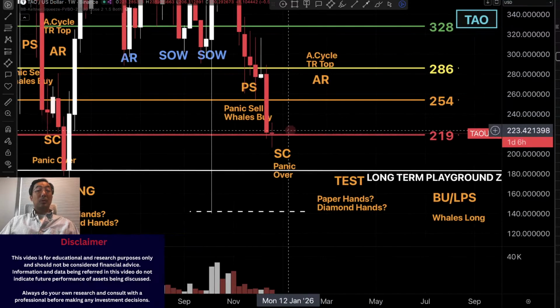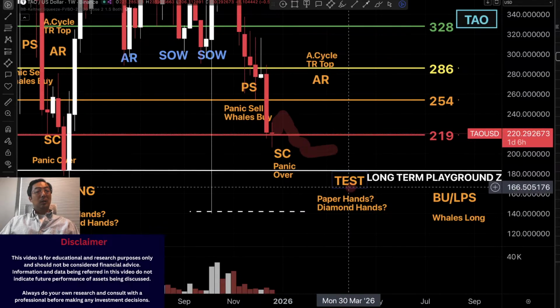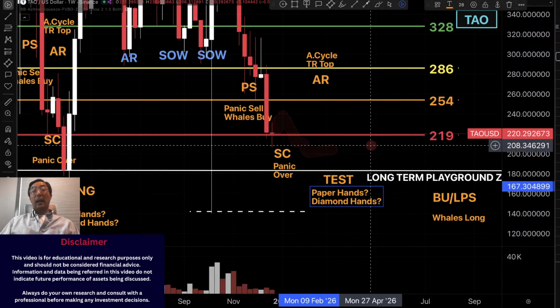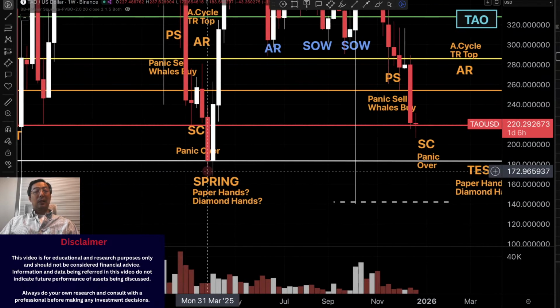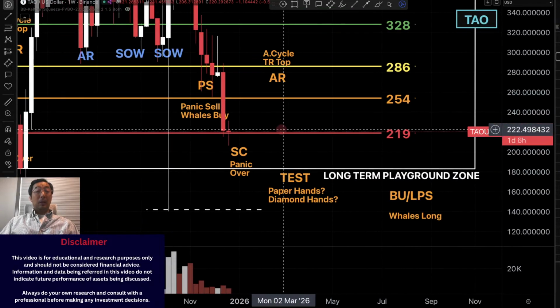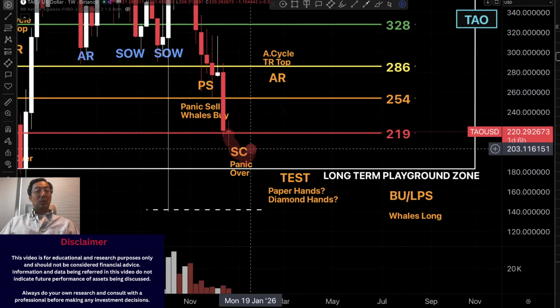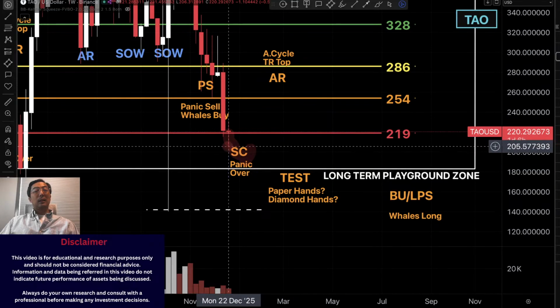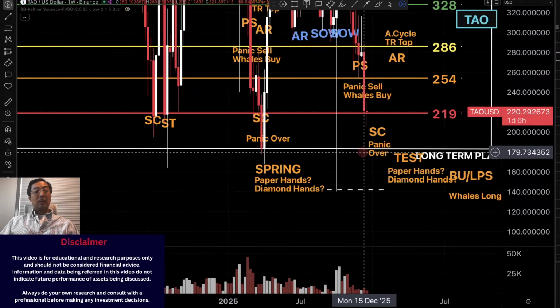This time, I'm not surprised if it ends up somewhere between the red key level of 219 and the orange key level of 254, and then comes back down for more tests to differentiate the paper hands from the diamond hands. Obviously, we saw what happened back in late March, early April. So don't be surprised if the price comes further down after the automatic rally, or even before, to settle and actually mark the selling climax of this accumulation cycle. That's around $183, $184. That's the price range.